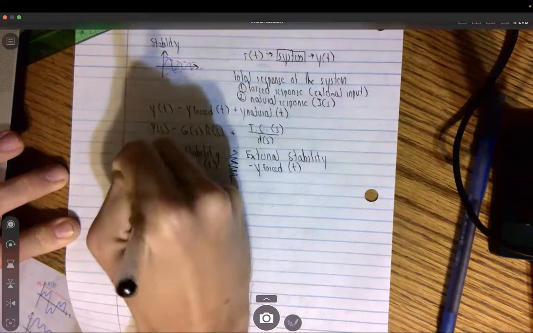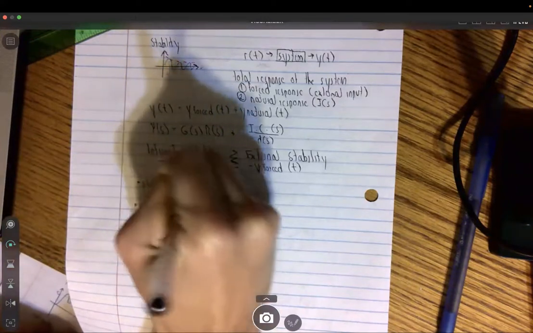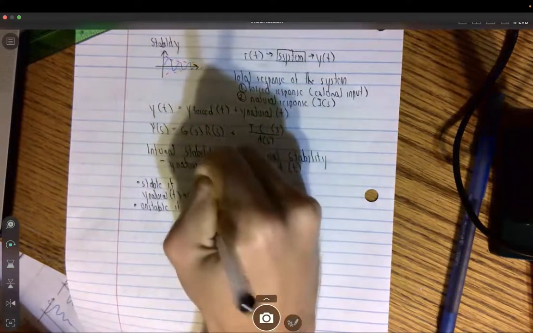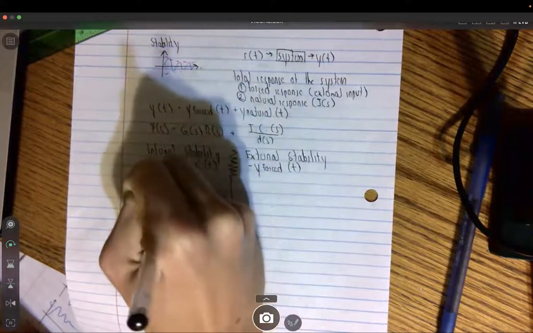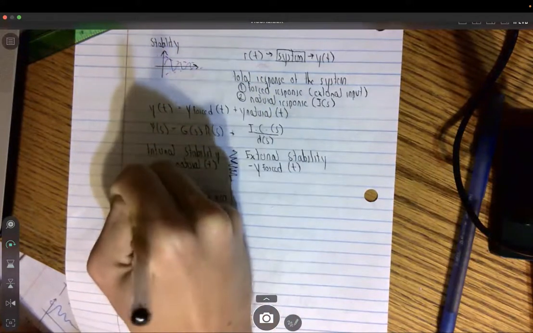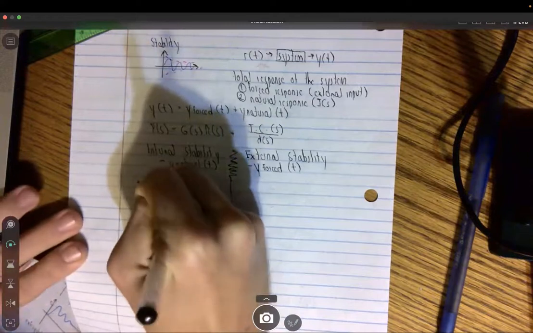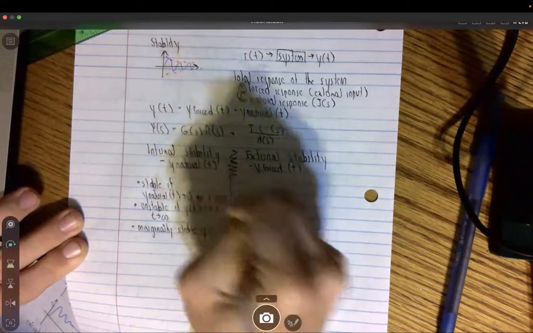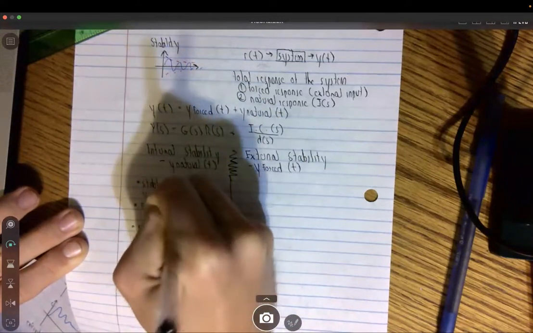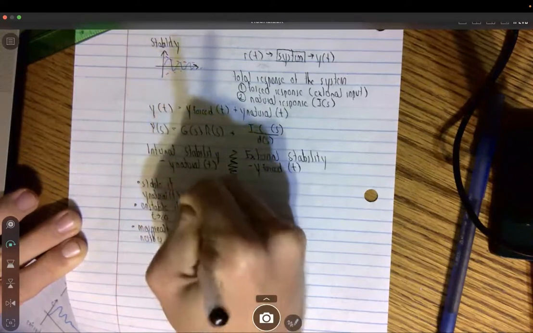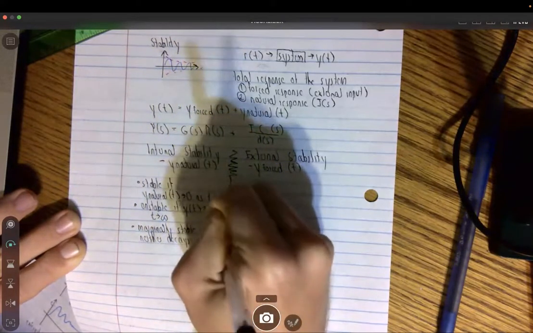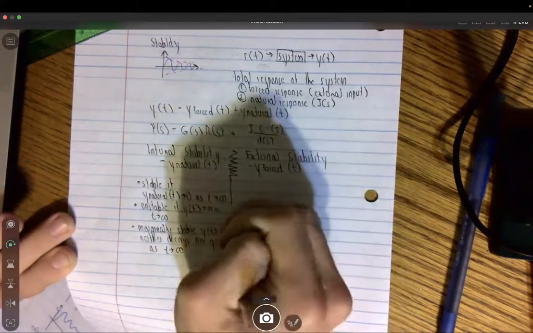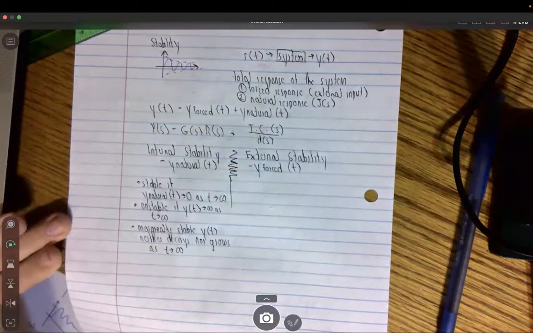And it's going to be unstable if y of t grows without bound. So that's basically, it goes to infinity as t goes to infinity. And it's marginally stable when y of t neither decays nor grows as t goes to infinity. So this could be like a cosine waveform, or it could just be a constant. That's what marginal stability could be.